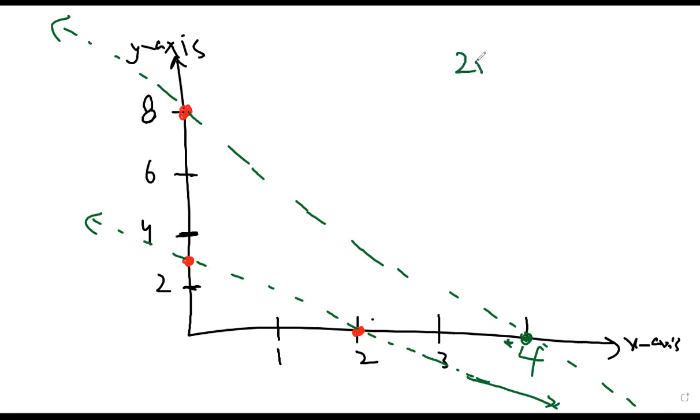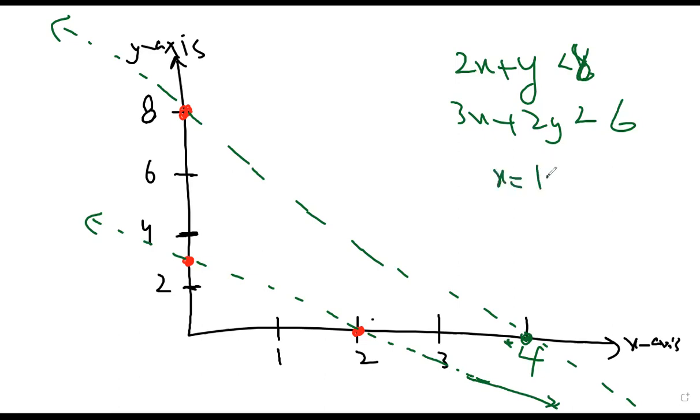The inequalities were 2x plus y less than 8 and the other one 3x plus 2y less than 6. We will solve them simultaneously with the help of the calculator. The calculator is already allowed, and it has an option to solve simultaneous equations in a minute. When you solve both of them, I got the answer x equal to 10 and y equal to minus 12.